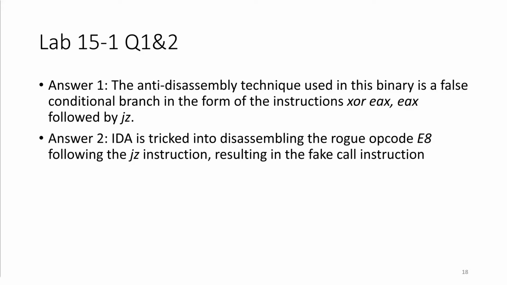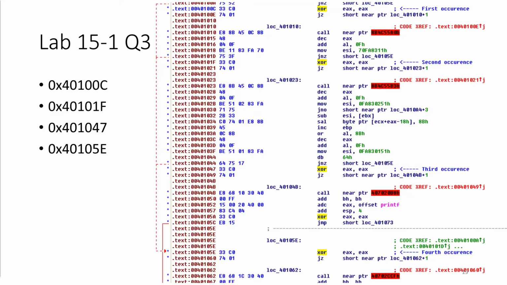With that, we've got our first two answers to the questions in Lab 15-1. The first answer is the anti-disassembly technique used in this binary is a false conditional branch in the form of the instructions XOR EAX EAX followed by the jump zero instruction. The answer to question 2 is IDA is tricked into disassembling the rogue opcode E8 following the jump zero instruction, which results in the fake call instruction.